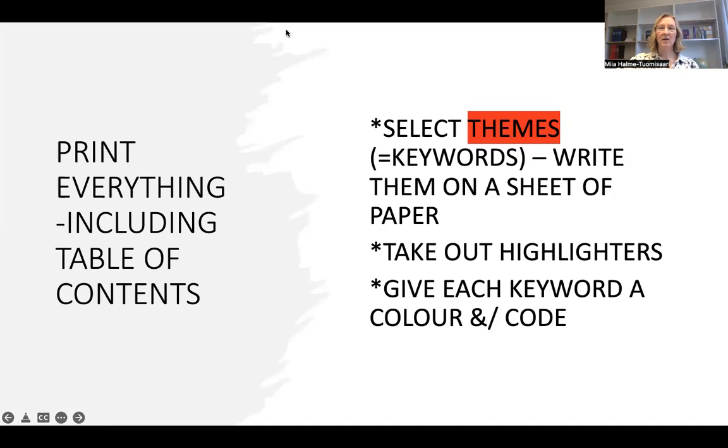Then what you will do, step number 2, is you will select themes. And ideally, they should be your keywords. If they are not yet your keywords, after vacuum packing, you can change that. You will need these themes for going over the entirety. Write them on a sheet of paper. After that, take out highlighting markers. You will need around 4 to 5 to 6, and give each keyword a color and a code.